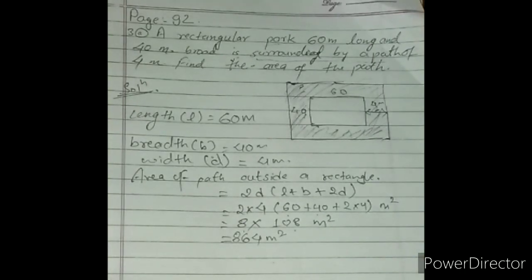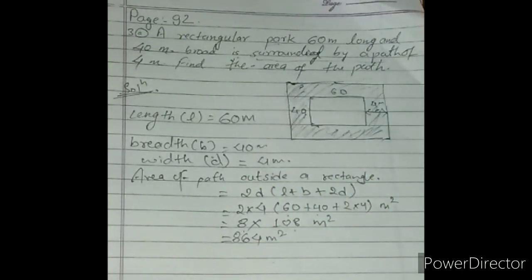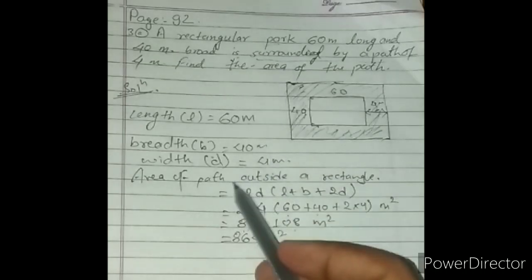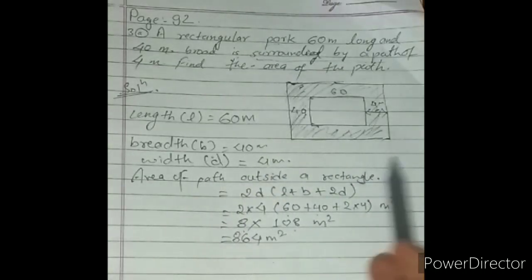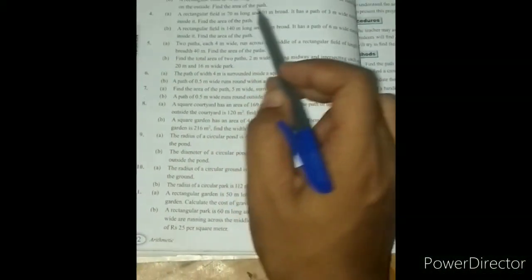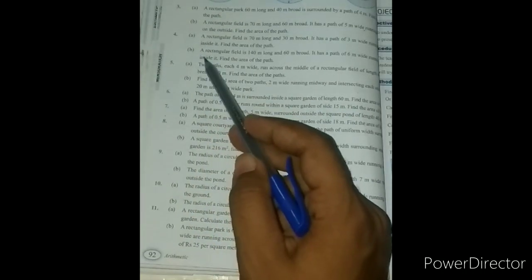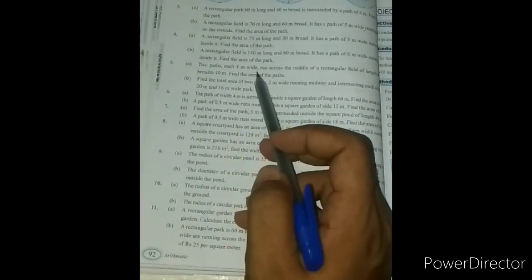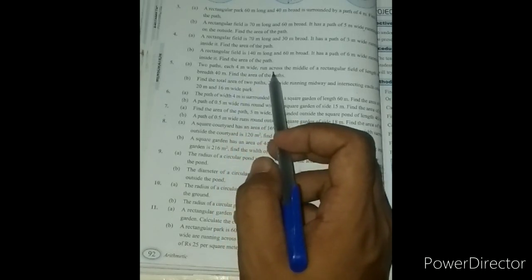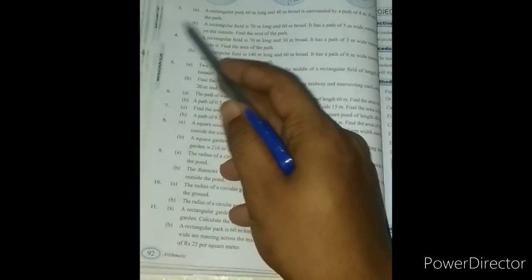If it was given to find cost, then area rate should be given, but it is not given here. It is just given to find area, so area of path running outside of rectangle is 2D into L plus B plus 2D. Now similarly in B number also it is given running outside or around, so outside of rectangle. In 4 number inside, in 5 number you have to use crossing path, because across the middle. So area of crossing path, here outside, running outside, here inside, here crossing path you have to use.